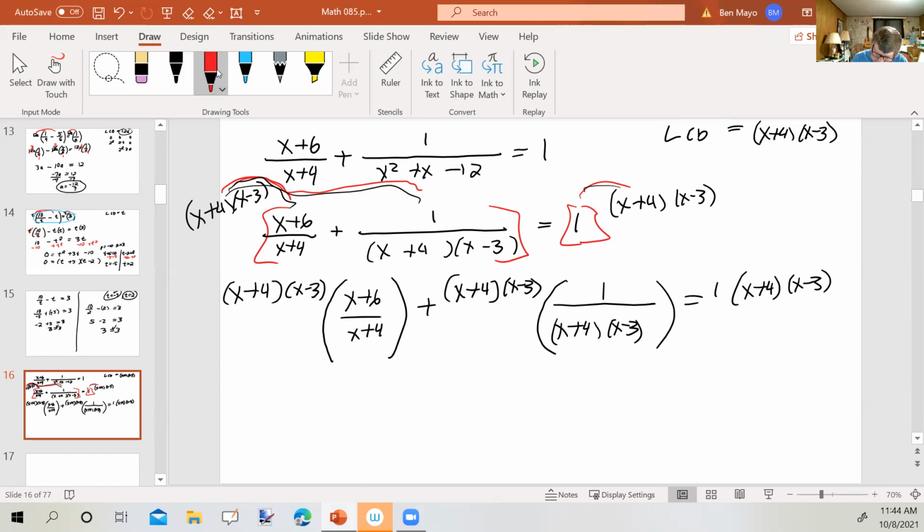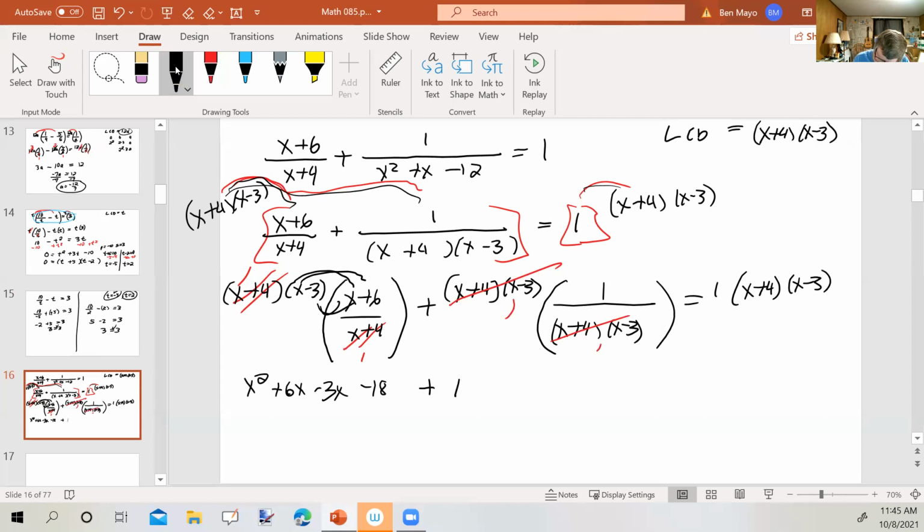So now I'm going to go back through and reduce and get rid of those denominators. The x plus 4 over x plus 4 reduces down to 1 over 1. So now I have what? x minus 3 times x plus 6. Let's go ahead and FOIL that together. We get x squared plus 6x minus 3x minus 18. And then here, that and that reduced down to 1 over 1. So we have plus 1 equals, and then over here, 1 times x plus 4 is x plus 4. And then we have what? x squared minus 3x plus 4x minus 12.